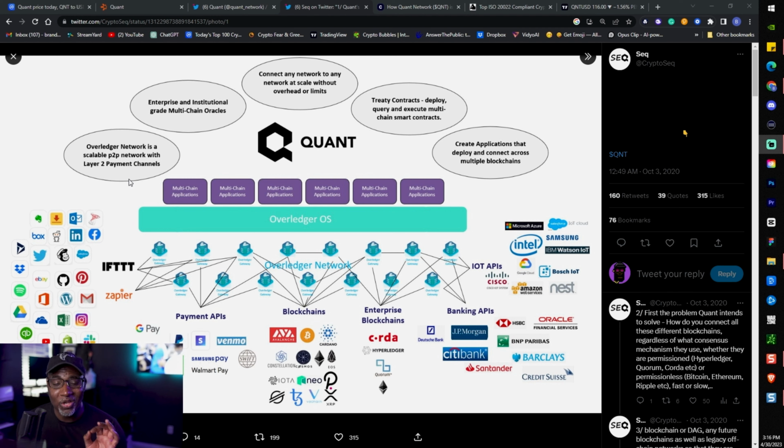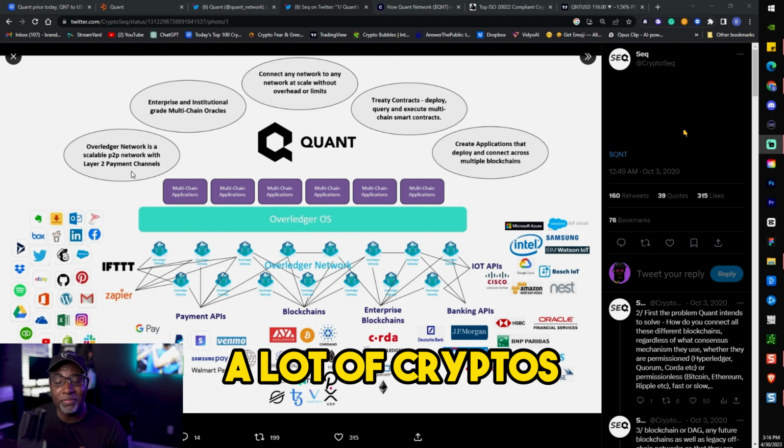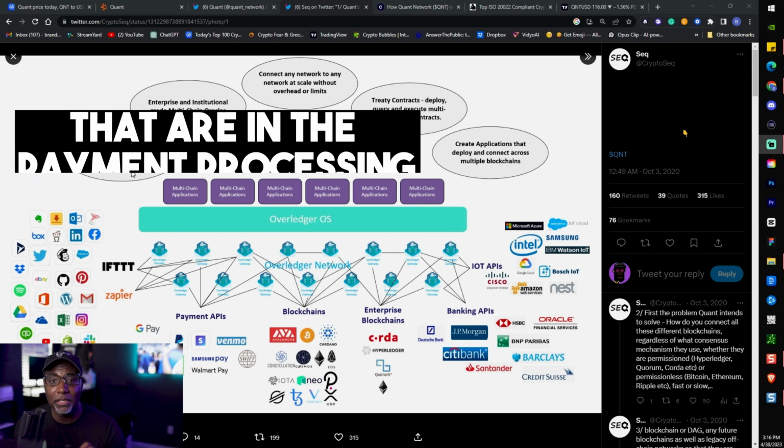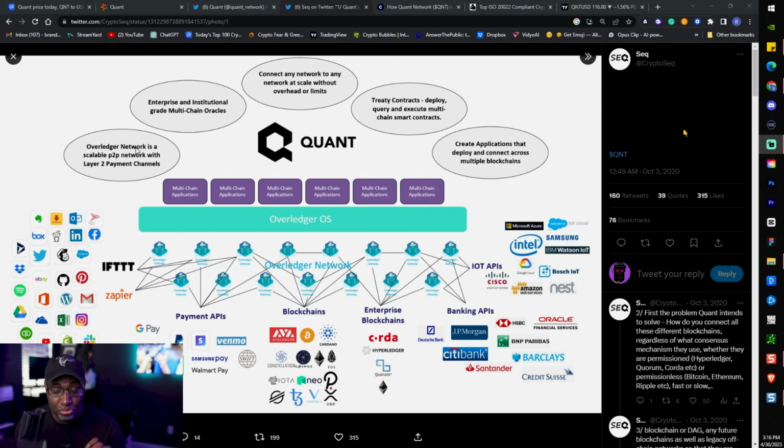Very important. This whole payment system is about to turn upside down with these bank crises. Be prepared. A lot of cryptos that are in payment processing, those are the ones you want to be looking at right now. AI and those too. That's a little tidbit from me to you. Enterprise and institutional grade multi-chain oracles. I'm trying to tell you, utilitarian value. Connect any network to any network to scale without overhead or limits. Treaty contracts: deploy, create, execute multiple chain smart contracts. Create applications, maps, that deploy and connect across multiple blockchains.